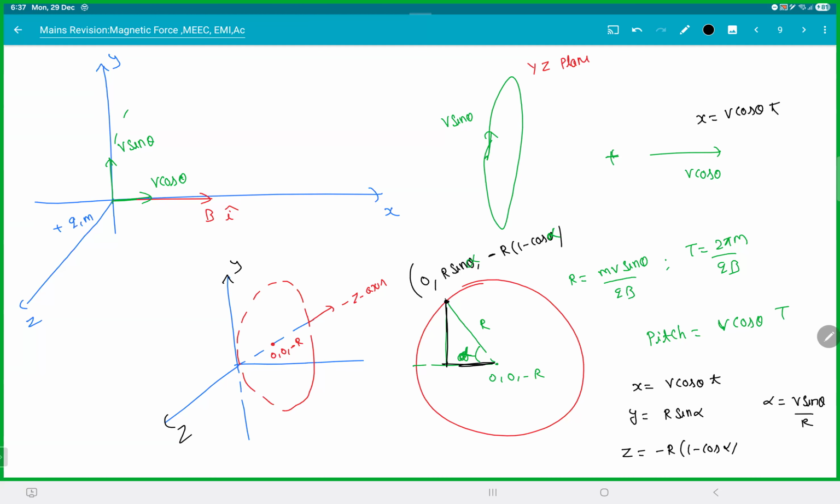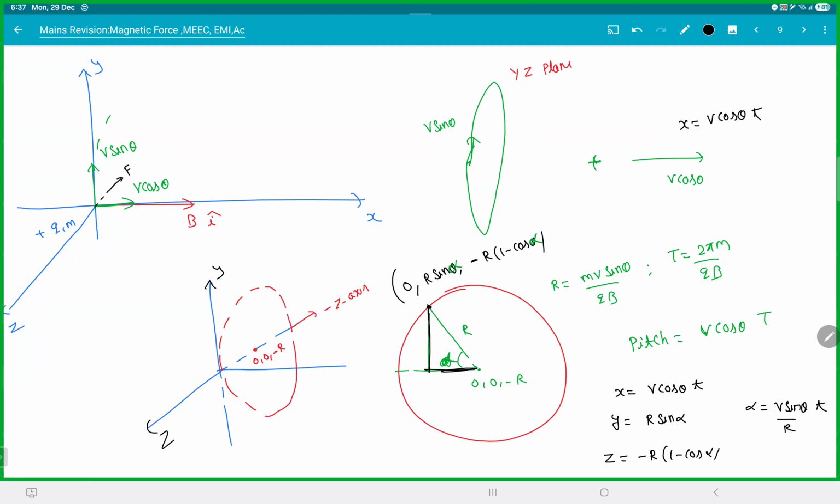Is everyone getting how that circle is going on? The force will be towards the negative z axis, so the center will be at 0, 0, minus r. So you can split the motion into a circular motion plus a straight line. Let's get these two.